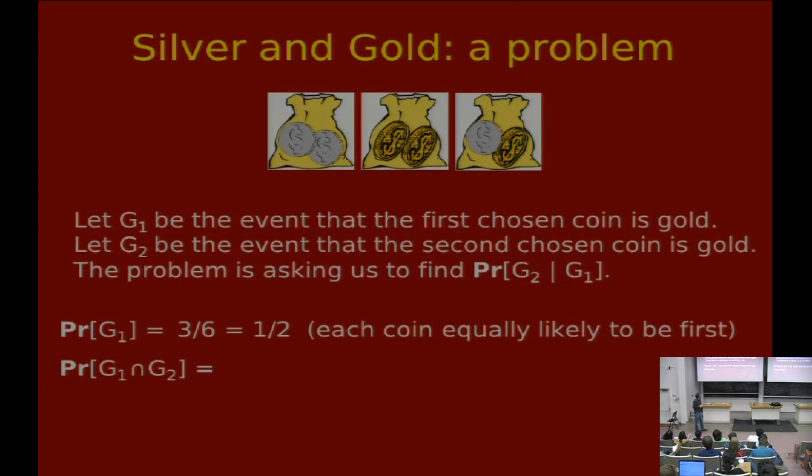And what's the probability of G1 and G2? So in words, G1 and G2 is the event that both the coins are gold. Yes? 1/3. Why?